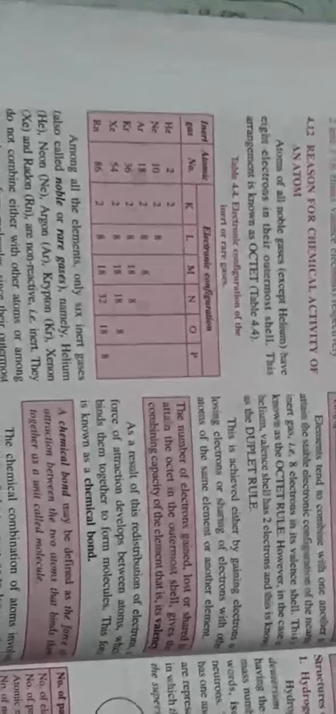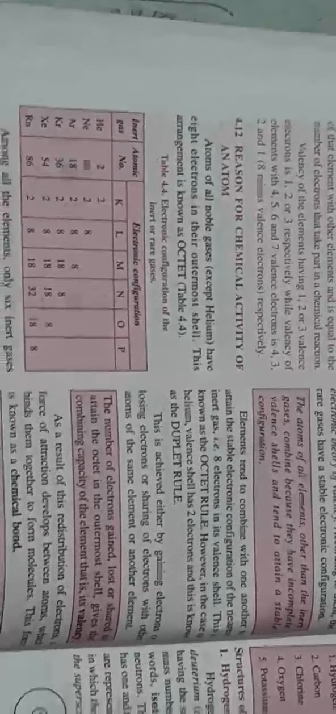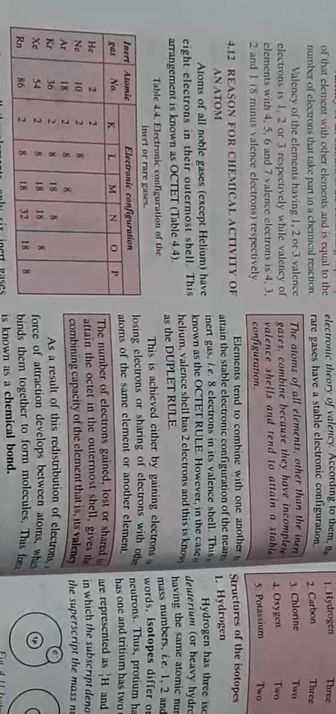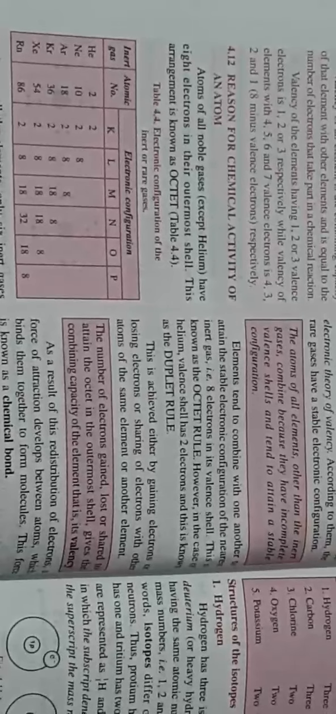So what will they do? They will combine with one another. How will they try to become stable? They will try to combine with one another by taking electrons or giving electrons to acquire an octet condition in their outermost shell. In that condition, some of the elements will try to lose electrons, and some of the elements in the periodic table, those which are non-metals, will try to gain electrons.